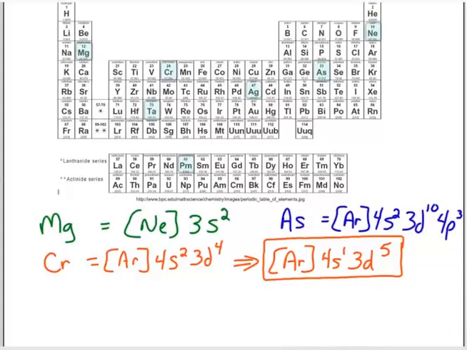Same idea with silver. Silver's in row 5. So we're going to go to row 4. Krypton is in our kernel. If we originally follow the plan and fill electrons from lowest to highest energy level, we would have 5s2, 4d9. But again, d9 is almost full.